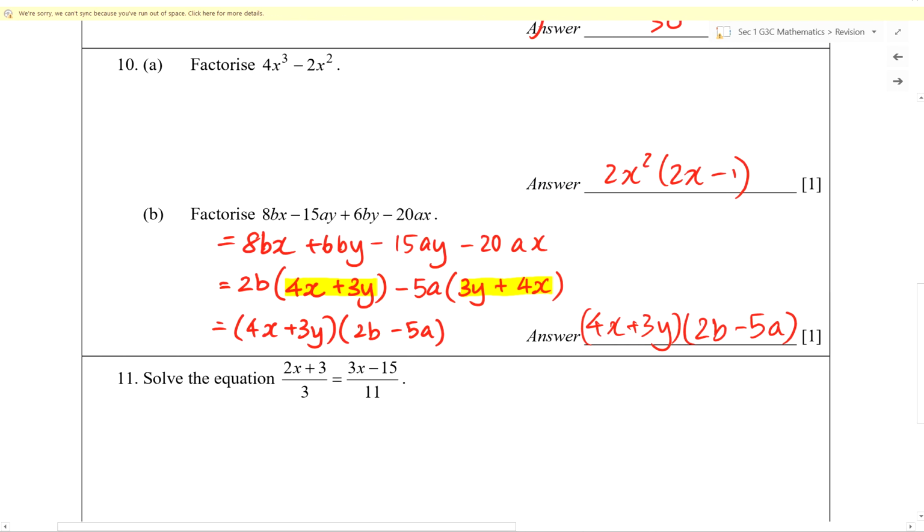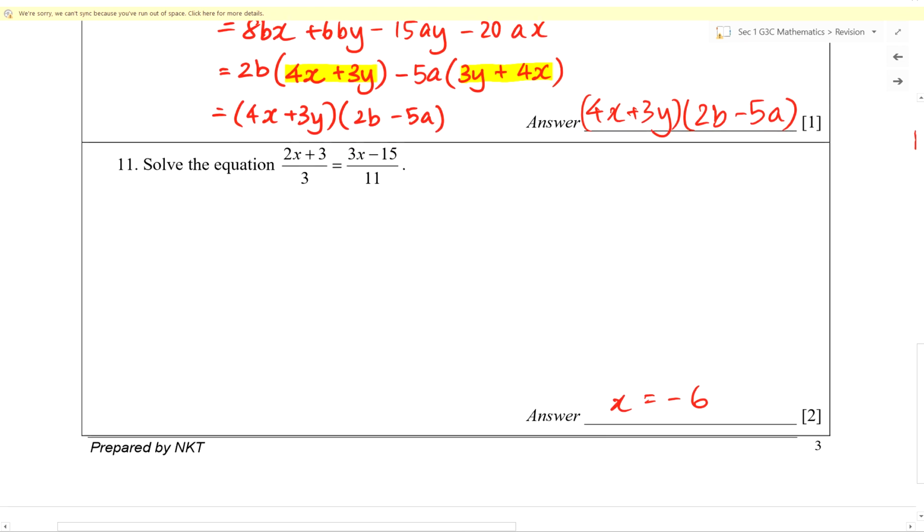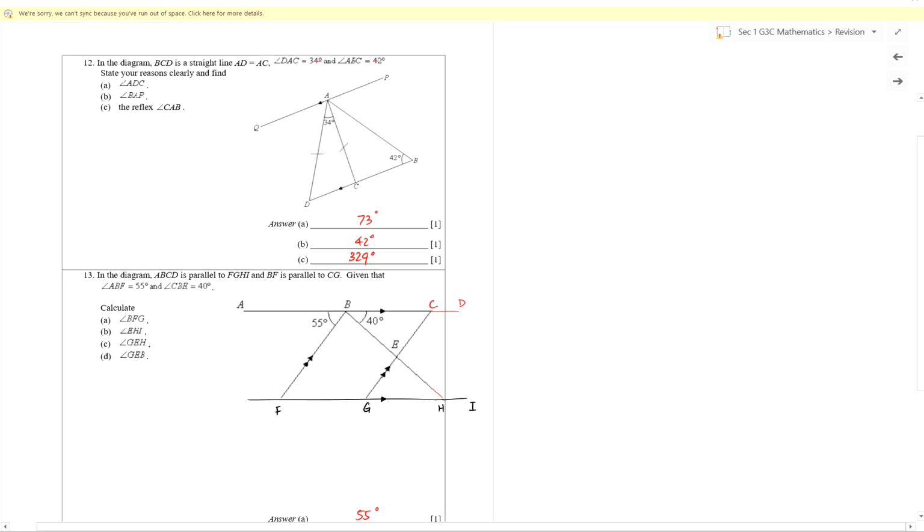Next, solve this equation, and we have x equals negative 6. Anybody needs help? Sure? Okay. And the last page of our homework.